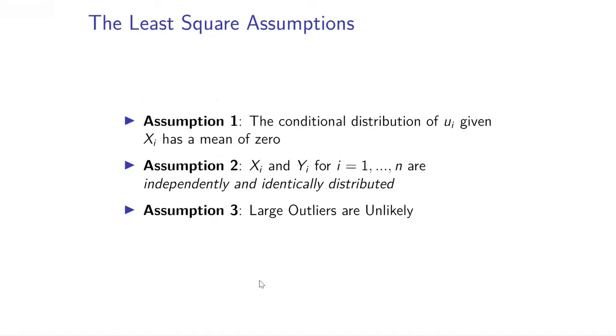In order to make valid inferences for the population parameters, the following three assumptions have to hold for the estimates done by the small data sample. Assumption 1 says the conditional distribution of u's given x has a mean of 0. Assumption 2 says x and y's for all data points in the sample are independently and identically distributed. And assumption 3 says no outliers are likely in the data sample. Now let's make sense of each of these assumptions.